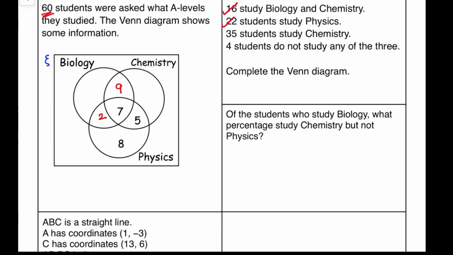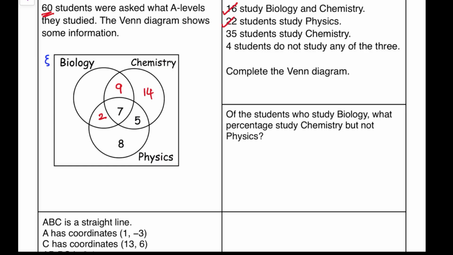35 students study chemistry. So again, I'm going to need this number here. Now I'm going to work out the numbers already. So 9 plus 7 is 16, plus 5 is going to give me 21. 21 plus what is 35? It's going to be 14 students that study chemistry.